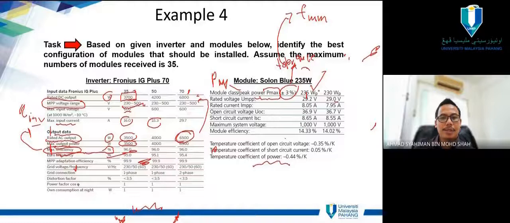Soalan dia apa? Identify the best configuration of modules. The best configuration of modules that should be installed. Okay? Maximum number of modules given lah. Let's say 35 kat sini.